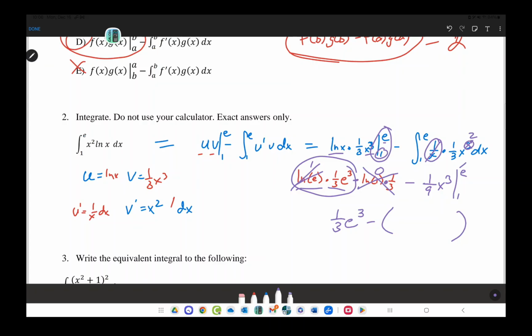Just to finish this though, 1/9 e to the 3rd minus 1/9. This becomes 1/3 e cubed minus 1/9 e cubed plus 1/9.